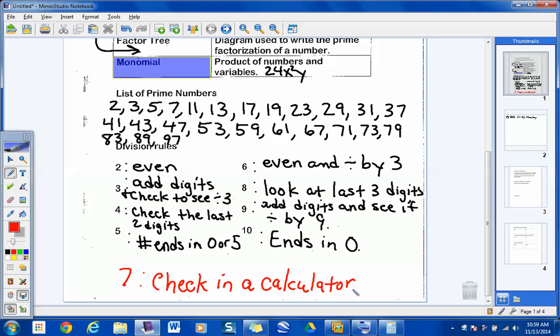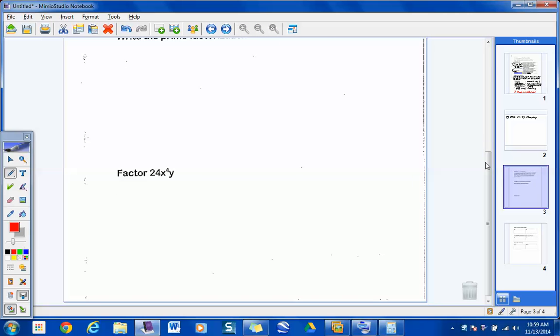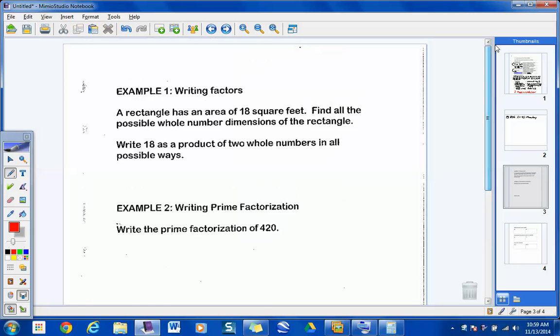Okay? Got them? Okay. Second page then here real quickly. We'll look at the notes that I've got here. You guys, I think that this will help out right here. Example 1 is going to talk about writing factors. Sometimes up here I like to say that what we're really doing is listing factors. Okay? We're listing factors.